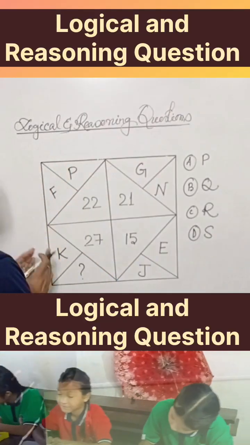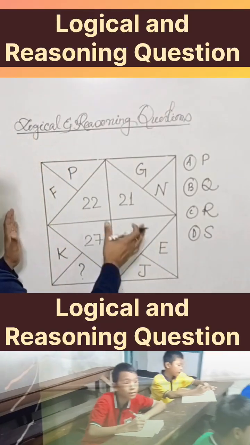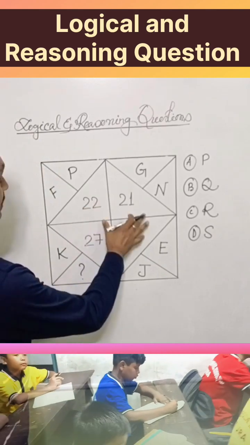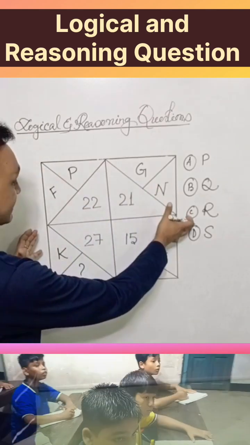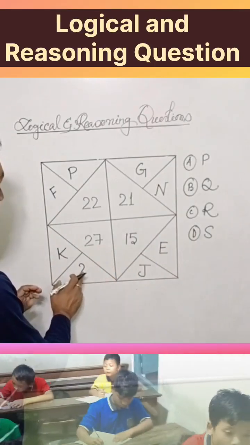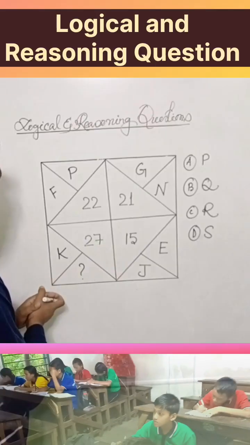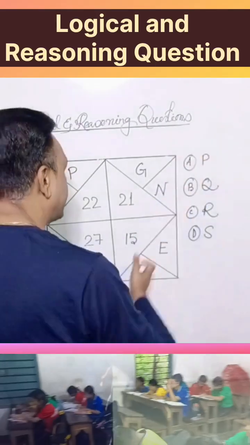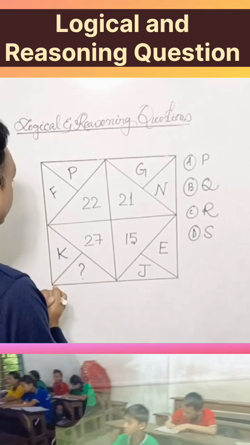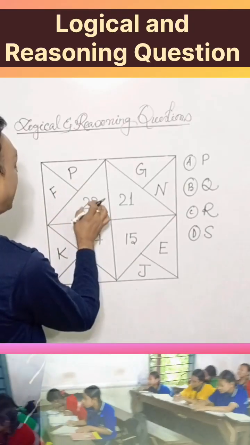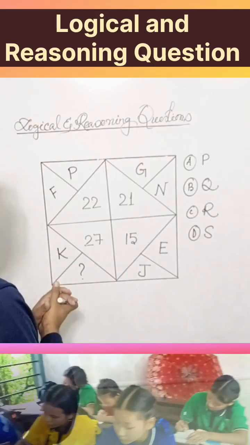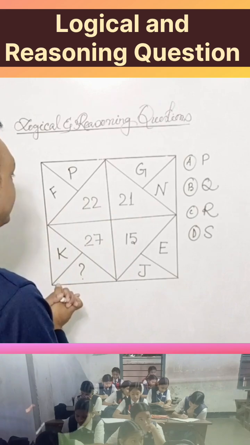So see, this is a logical and reasoning question. This is the pattern of the question given. Some numbers are given and some alphabets are outside the numbers. One alphabet is missing, so you have to find out this missing alphabet. Options are there. Now how will we find it? First you have to check how these two alphabets give 22. If you get the idea, you can easily find the solution.